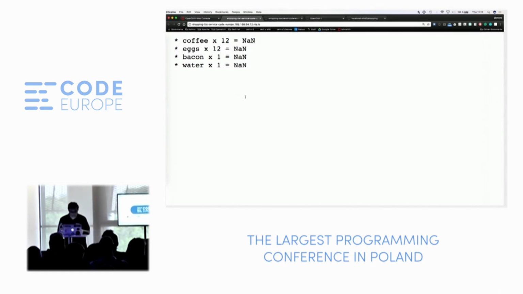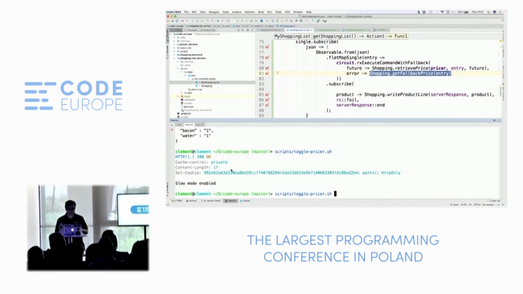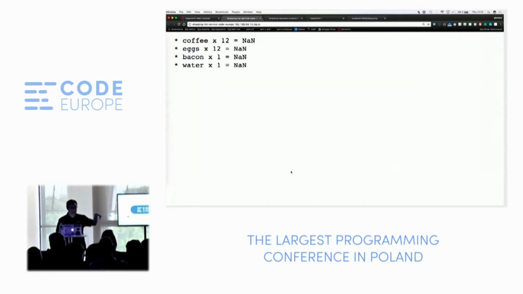So not a number. And as soon as I toggle the pricer back to the normal mode, we are probably in the half open state, here, this one. So we were still in the open state. That's the half open state. We try to check whether or not it was successful. It's successful, so if I refresh, now we have all our values. That's all, circuit breaker in 3 lines of code.